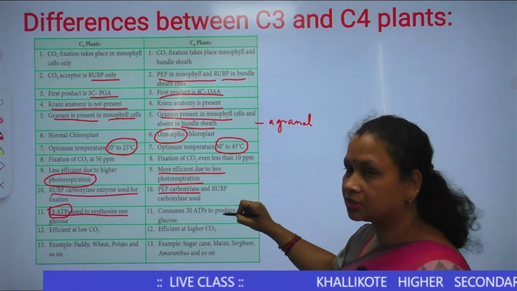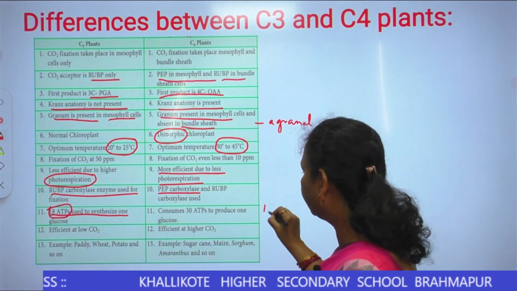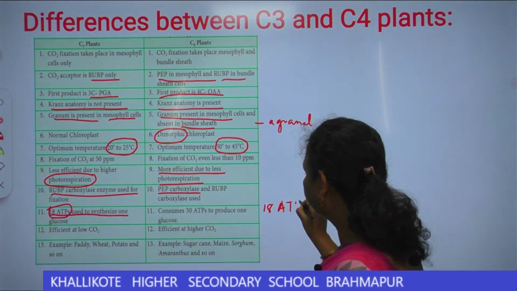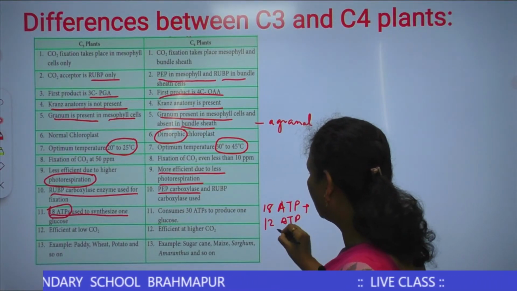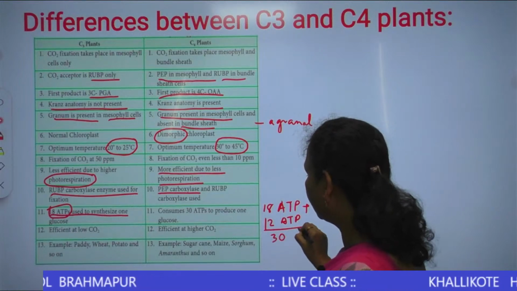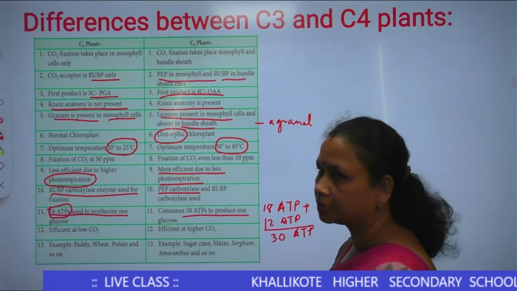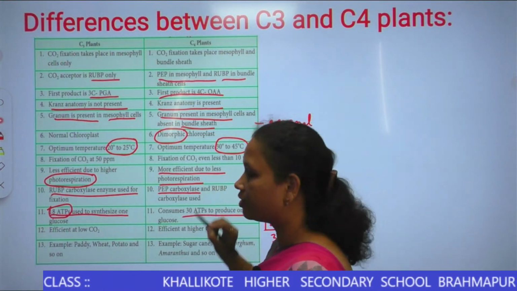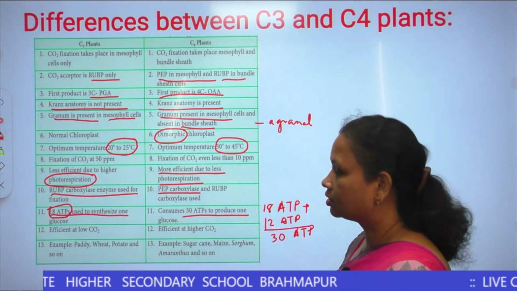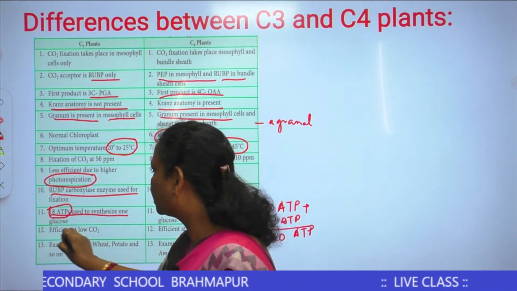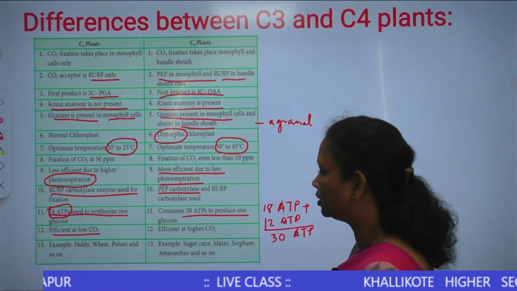and as we saw in the C4 cycle, an extra 12 molecules of ATP, that is 18 ATP plus 12 ATP, was utilized, a total of 30 ATP molecules consumed. Because there is no loss by photorespiration, this path is considered more efficient. So, it is efficient at low concentrations of carbon dioxide as well as at higher carbon dioxide.